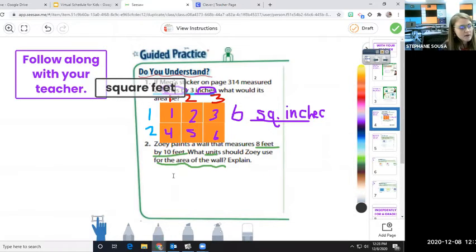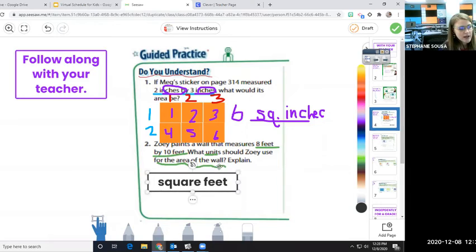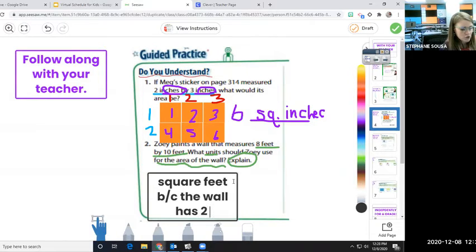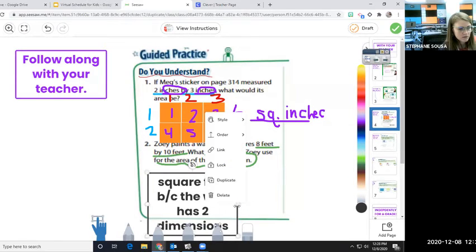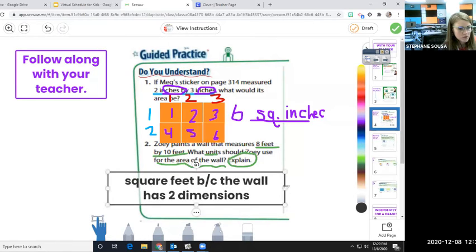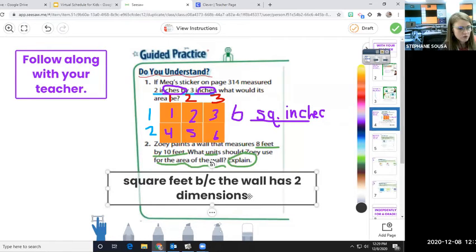I'm not done because the question asks me to explain. So square feet, because, I'll use that B/C again, the wall has 2 dimensions. Square feet because the wall has 2 dimensions in feet.